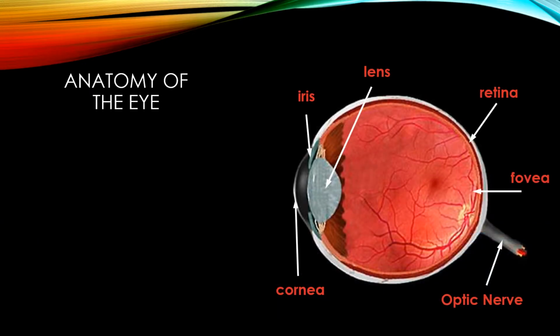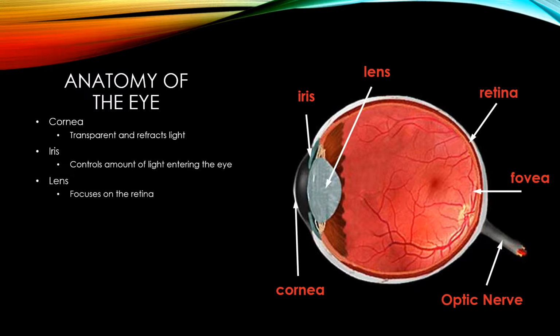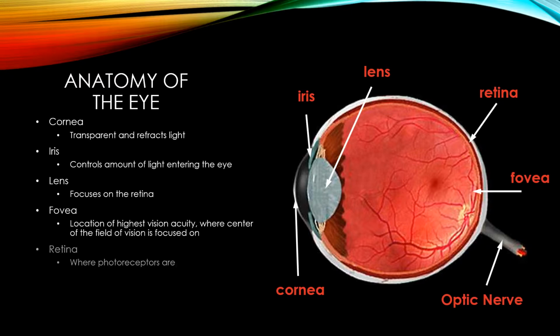So first let's talk about the anatomy of the eye. We have the cornea, which is transparent and refracts light. We have the iris, which controls the amount of light entering the eye. We have the lens, which focuses on the retina, usually to the fovea, which is the location of the highest visual acuity. Basically your center of field of vision.